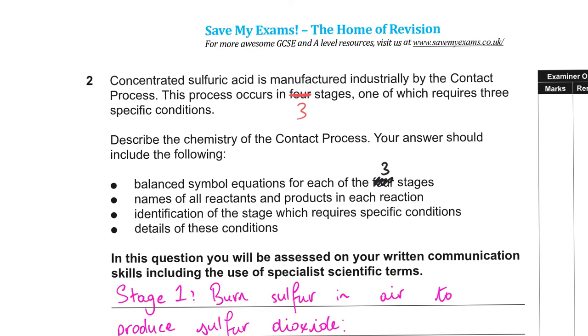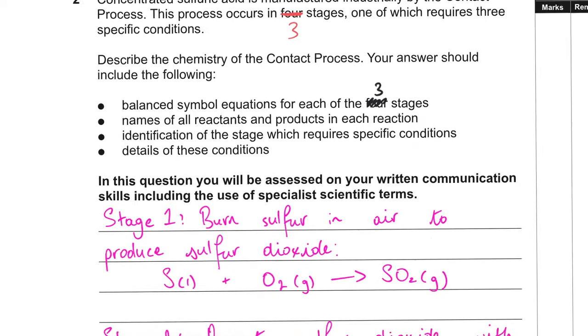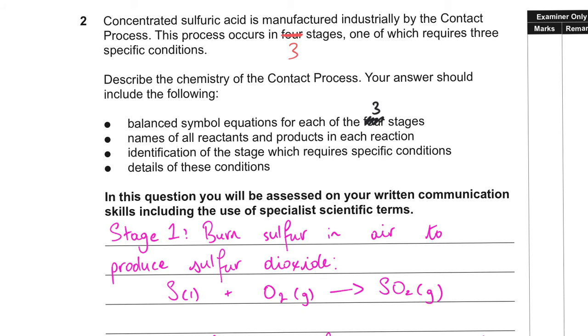Describe the chemistry, and your answer should include the following: balanced equations, names of reactants and products, identification of the stage, and details of the conditions. So I've got stage number 1. I'm going to burn sulfur in air to produce sulfur dioxide. And look, I've got a balanced equation. So sulfur plus O2 gives SO2.